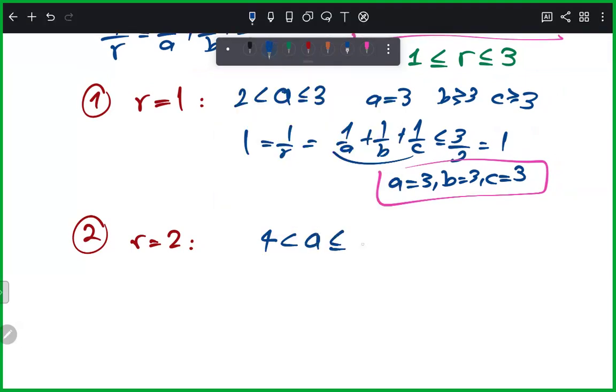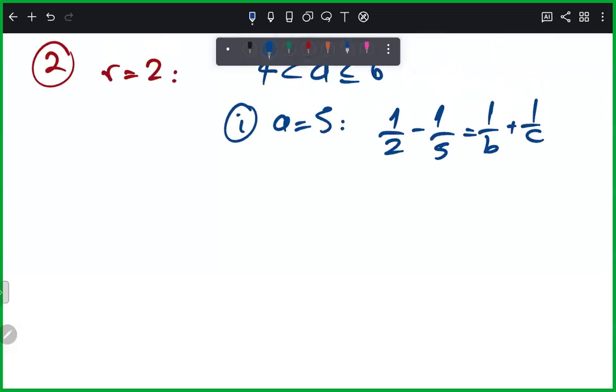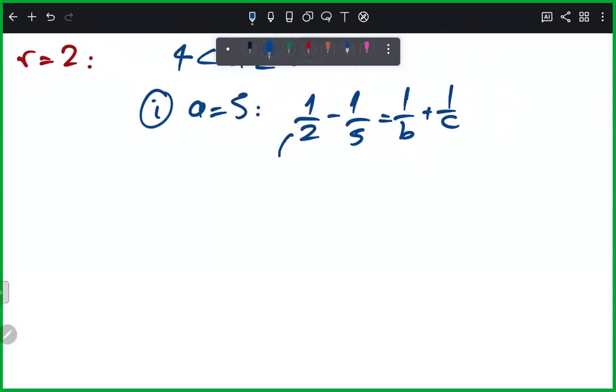This a is less than or equal to 6. Okay, so let's do a subcase analysis, and a equals 5. Then we have 1 over 2 minus 1 over 5 equals 1 over b plus 1 over c. Working this, we have 3 over 10 equals (b plus c) over bc. So we do Simon's favorite factoring trick, cross multiply, so we get 3bc equals 10b plus 10c.